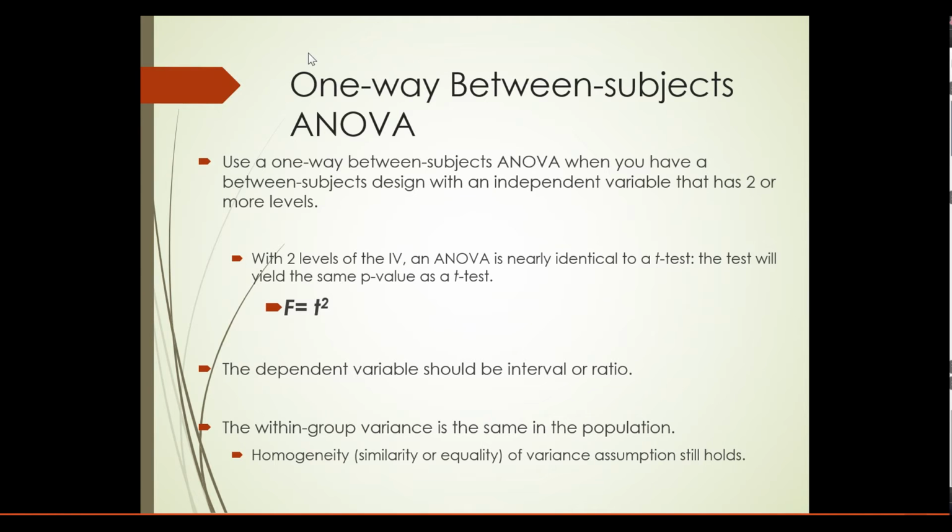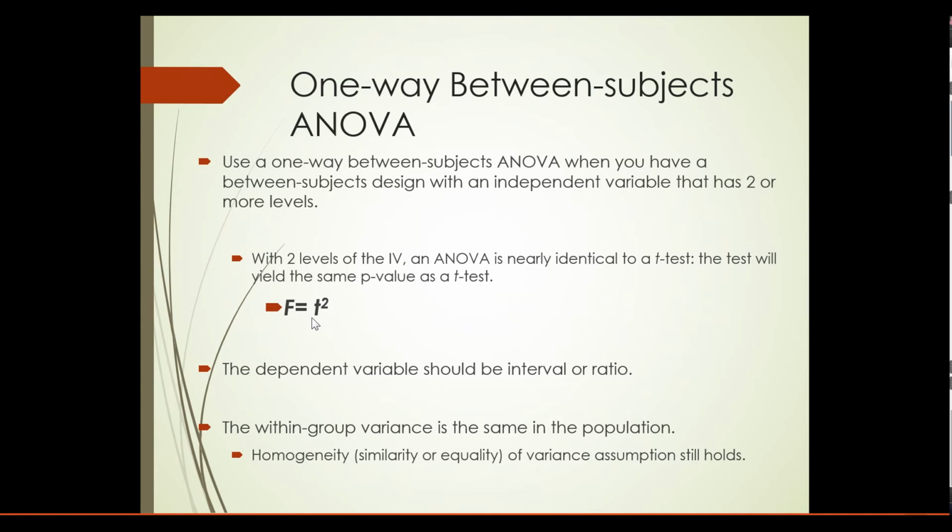If you use an ANOVA in a situation where there's only two levels of the independent variable, your results will be nearly identical if you do an ANOVA as compared to a t-test. Basically, the F value that you get, that's the test statistic that we're going to use for ANOVA, the F ratio, will basically equal the t observed squared, and the p-value will be identical.